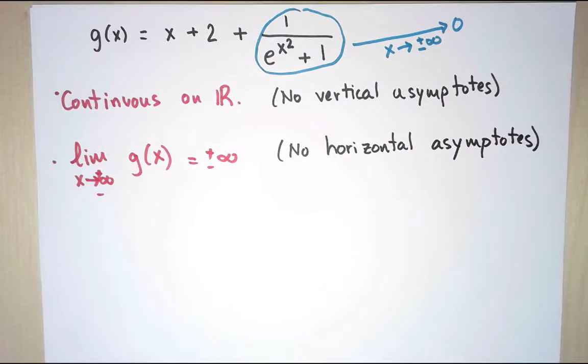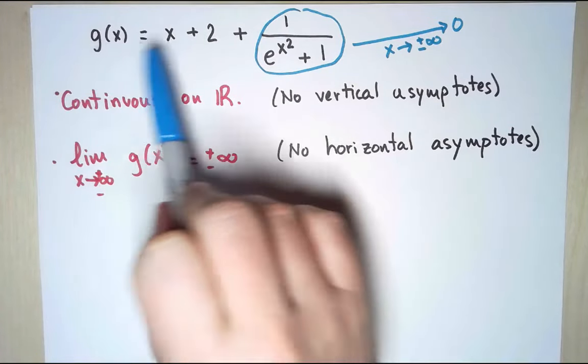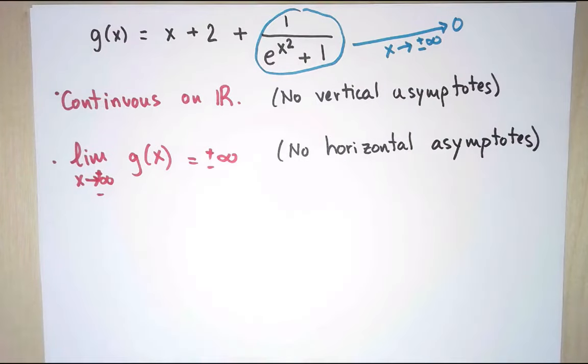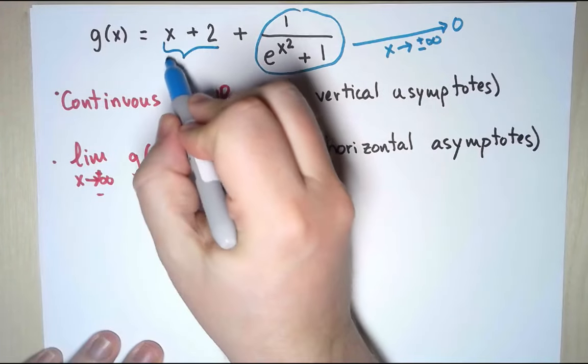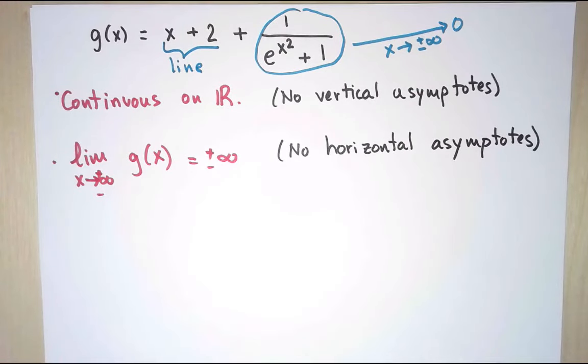However, in doing this, I have discovered something. I just said that as x goes to plus or minus infinity, this goes to 0. So my function is pretty much just like x plus 2. And y equals x plus 2 is the equation of a line. So what I'm saying here is that my function is pretty much just a line plus something that gets very small at infinity.